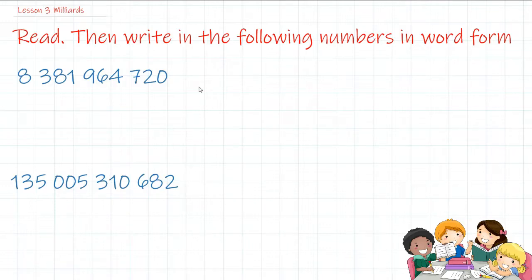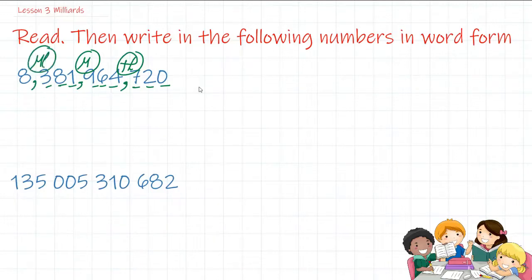Let's divide the number here into 3 digits and put a comma. 1 2 3 and this comma for 1000. 1 2 3 and this comma for million. 1 2 3 and this comma for milliards. Okay, it's very easy to read it now.